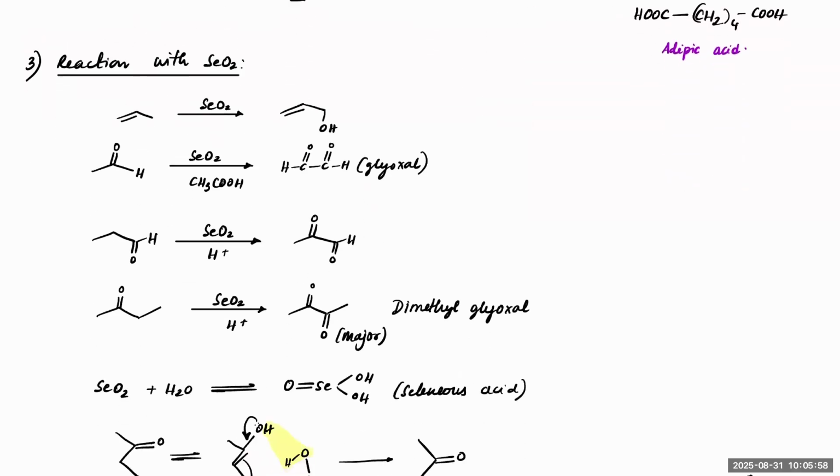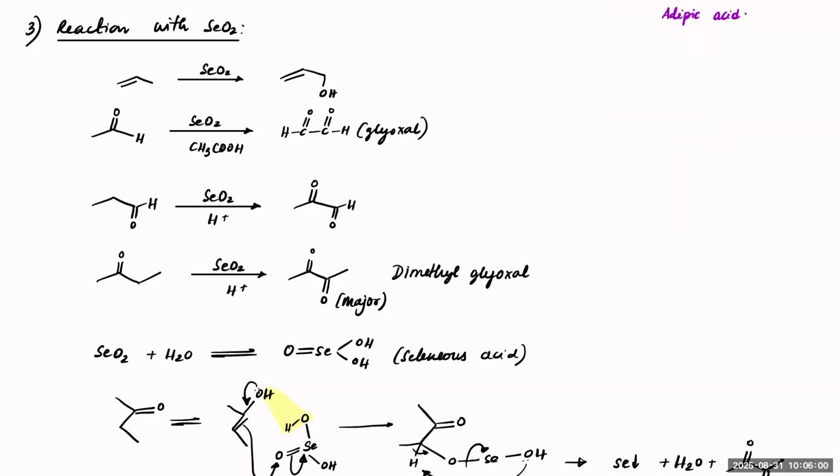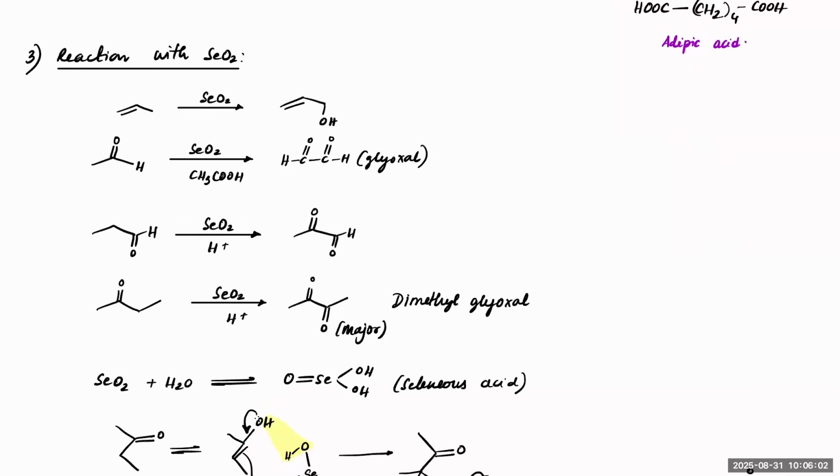The next reaction is with selenium dioxide. See, with selenium dioxide, if you have only a double bond, it will give you allylic alcohol formation, which is an oxidation as well. If you have an aldehyde, it will make the alpha carbon also convert into an aldehyde. So that's how you can get glyoxal. If you have an ethyl group, you will get a keto form with an aldehyde. If you have two keto groups here, the more substituted keto group will be the major product. So this is dimethyl glyoxal.